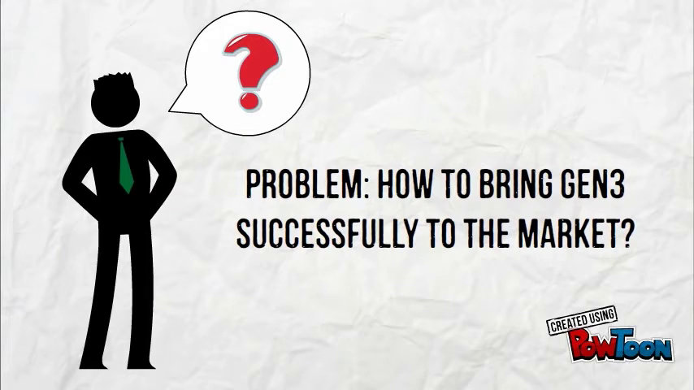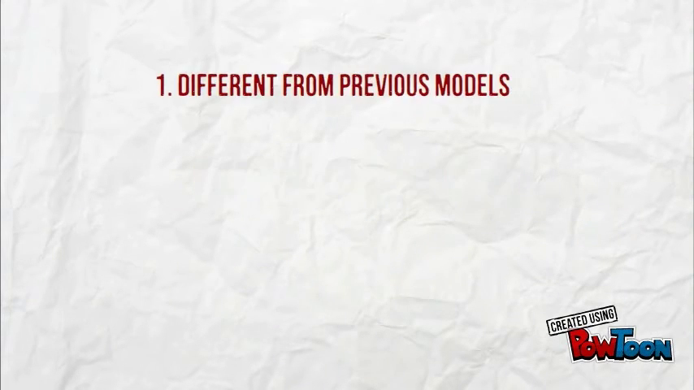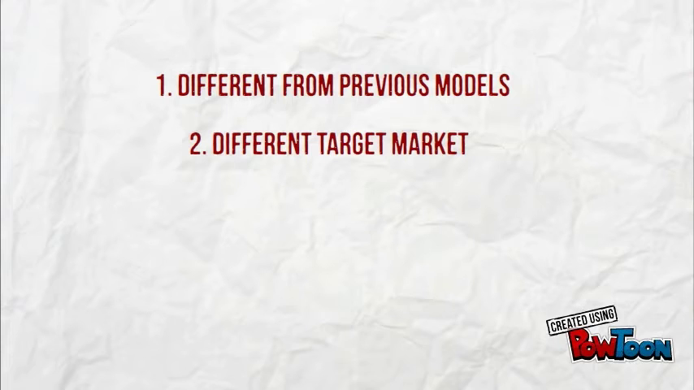There are 4 main reasons why we choose this problem to our study. First is that Gen 3 differs from the previous models. We will make one affordable option and it will be different from the previous ones. So this is why this might cause some problems when bringing the new model to the market. Second, Tesla's target markets have been high-end customers, but the Gen 3 model will also reach low-end customers as well.